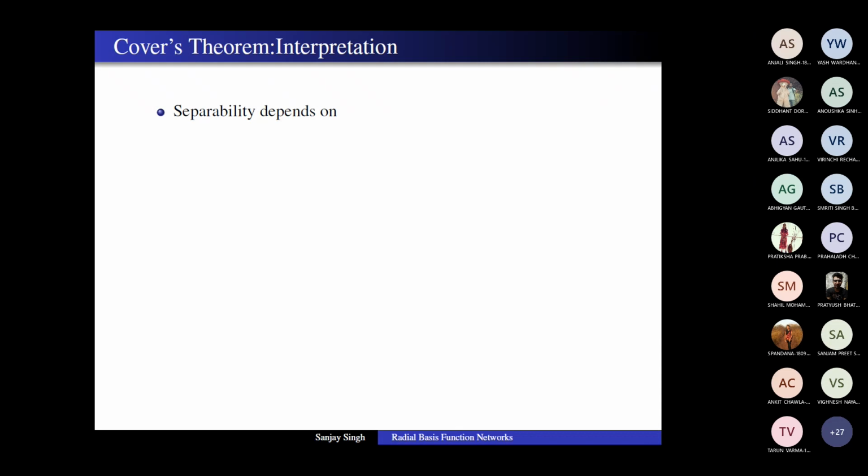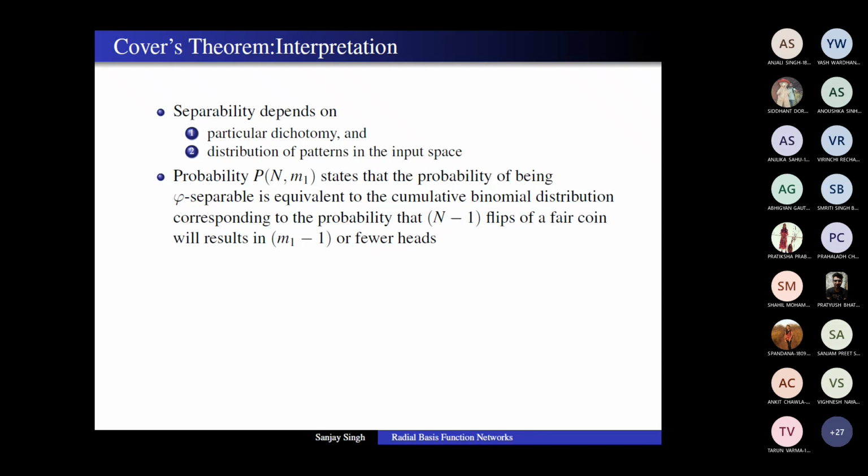We'll go for its interpretation. Separability depends on the particular dichotomy, whether linear, spherical, or quadratic, and on the distribution of patterns in the input space, which is obvious. The probability P(n, m1) of being phi separable is equivalent to the cumulative binomial distribution corresponding to the probability that n minus 1 flips of a fair coin will result in m1 minus 1 or fewer heads.